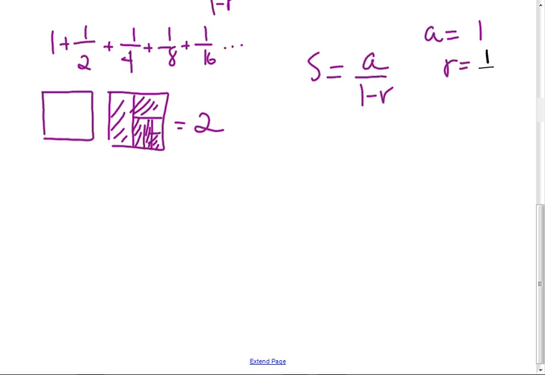Try that again. So using the formula, it's 1 over 1 minus 1 half. You're not very good at fractions. This is what I do, and you're going to want to do it when you get to these crazy things. I'm going to multiply by 2 over 2.